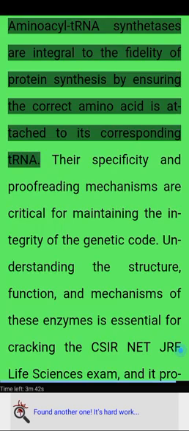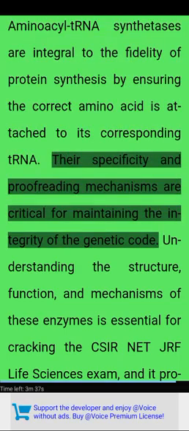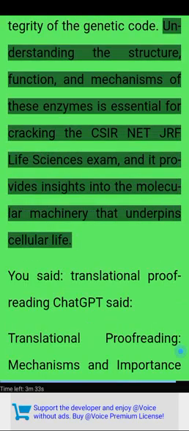Conclusion. Aminoacyl tRNA synthetases are integral to the fidelity of protein synthesis by ensuring the correct amino acid is attached to its corresponding tRNA. Their specificity and proofreading mechanisms are critical for maintaining the integrity of the genetic code. Understanding the structure, function, and mechanisms of these enzymes is essential for cracking the CSIR-NET JRF life sciences exam, and it provides insights into the molecular machinery that underpins cellular life.